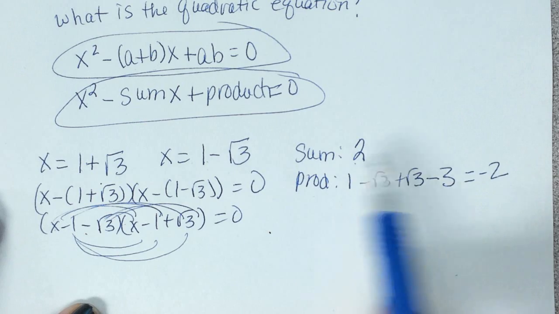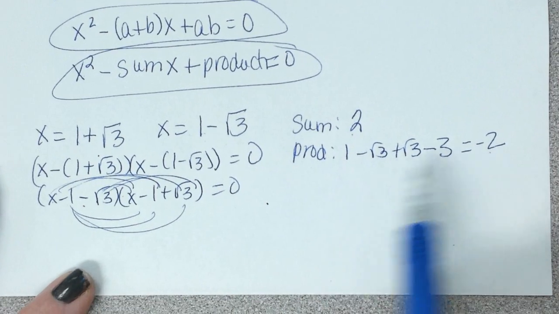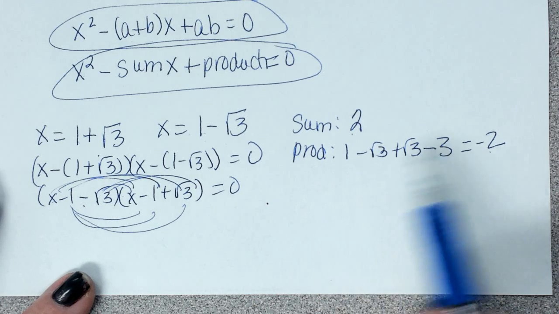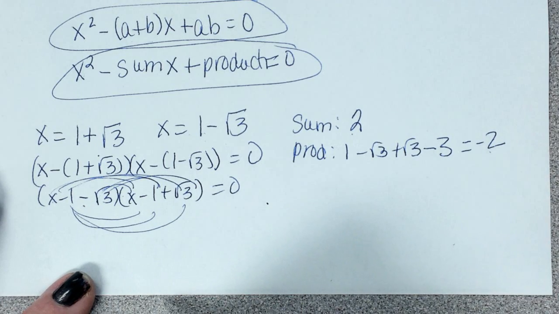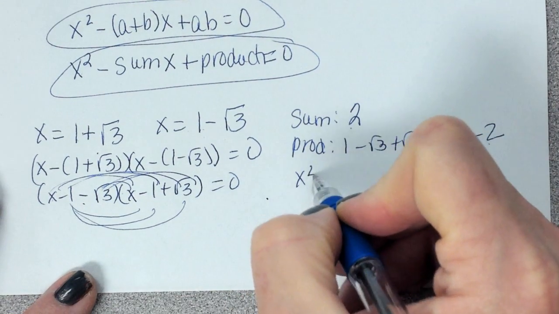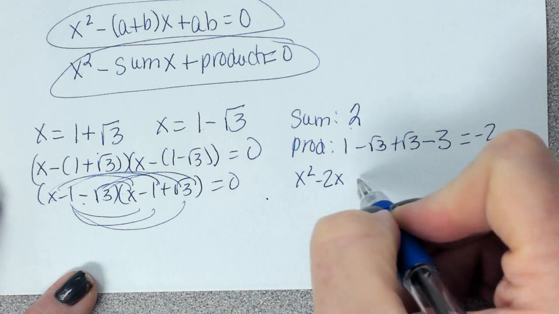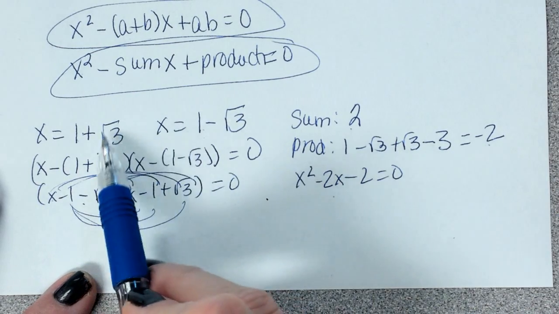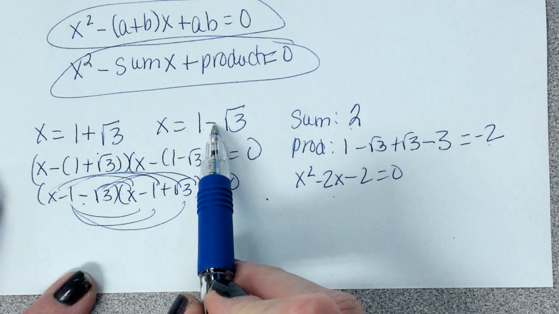So if this is the sum and this is the product, what would the equation be? Raise your hand if you can tell me the equation based on that sum and that product. Michaela? Good. So that would be the equation that would have these solutions.